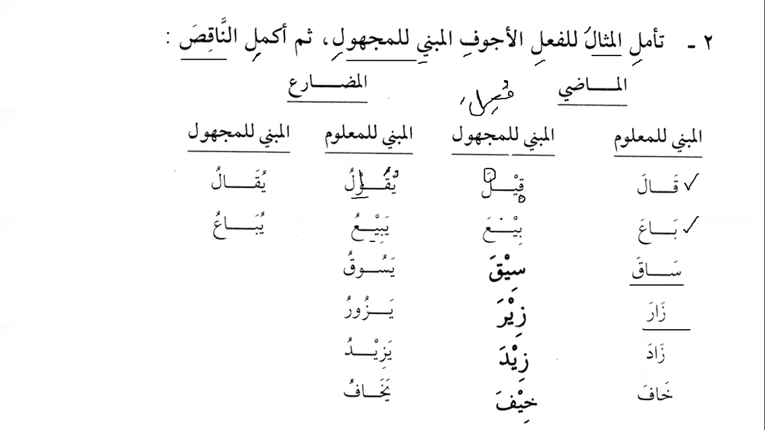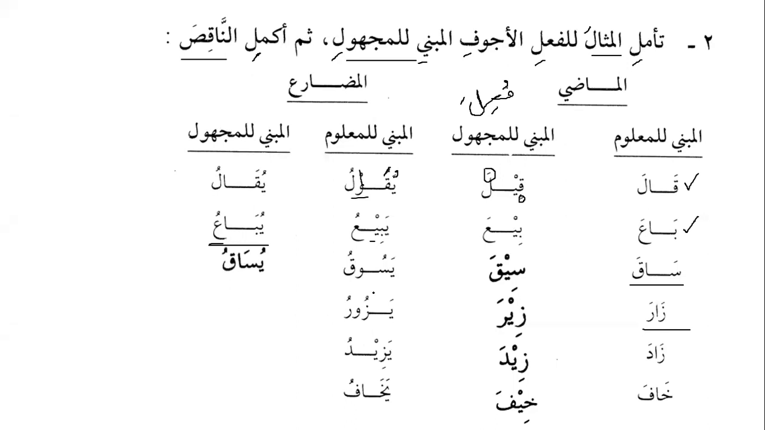What you have to practice now is qila yuqalu. You have to memorize only one pattern, qila and yuqalu, and every verb that you see will be on the same pattern. Biya yuba'u. Ba'a yabi'u means he sells, and yuba'u means it is sold. Now we're talking about the present tense. Saqa yasuqu, siqa yusaqu. Yes, the same pattern.